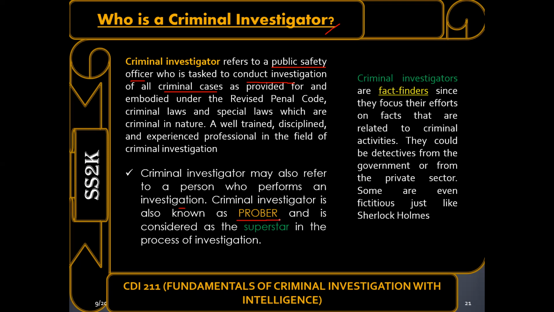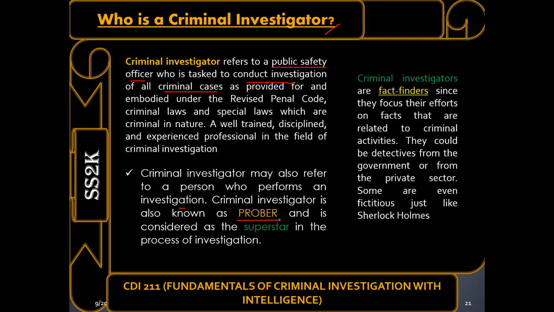Kaya naririnig nyo yung sinasabi ng prober, no? To probe, to investigate, to conduct investigation. And the criminal investigator is considered as the superstar in the process of investigation. Siya po yung superstar dahil siya po yung magko-collect lahat ng information, no? Siya po yung magko-consolidate ng lahat ng information na nakalap ng mga miyembro ng crime laboratory, yung result or findings ng kanilang evaluation of evidence. Ang magko-consolidate lahat nun ay yung superstar of investigation, which is the criminal investigator.